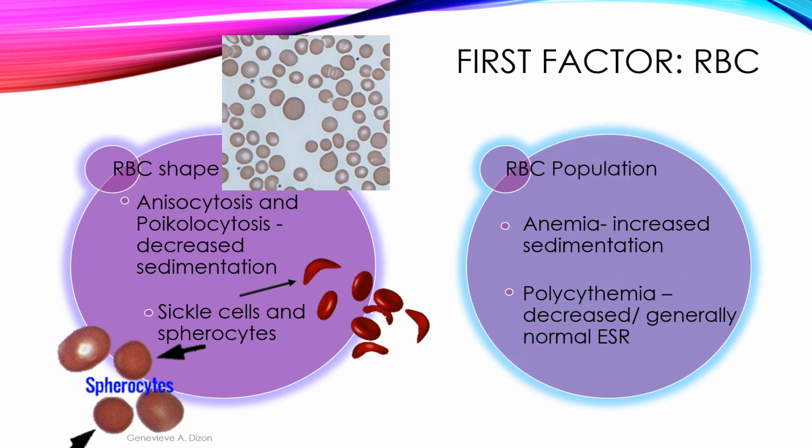Another RBC condition to consider is the RBC population. Anemia is the decreased red blood cell concentration in the blood, and anemia with its decreased red blood cells would cause an increased sedimentation because of the lesser RBC population, and that when there is more plasma, this would favor rouleau formation, giving an increased sedimentation rate. On the other hand, polycythemia is the opposite of anemia. This is an increase in red blood cell concentration, therefore giving a decreased or generally a normal ESR rate.